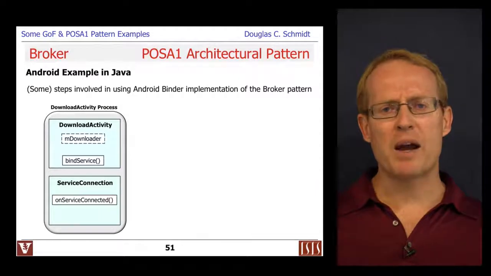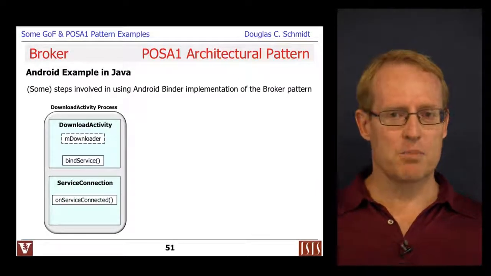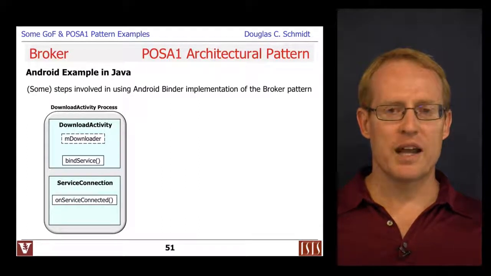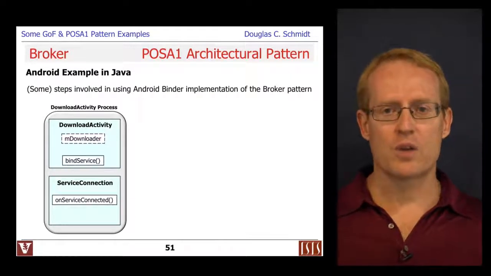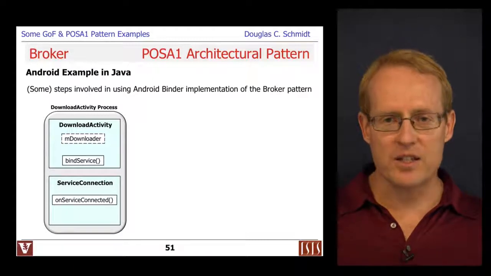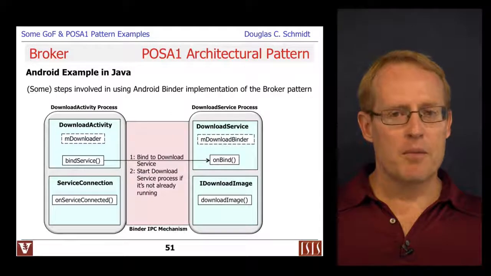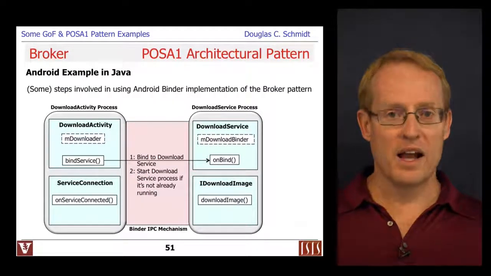Let's take a look and see how we might implement this pattern in Android. Android has this binder framework which has a number of canonical steps in order to carry out communication from client to server. What we typically do is we first have some activity call bindService, passing in information on which service we want to connect to or bind to.